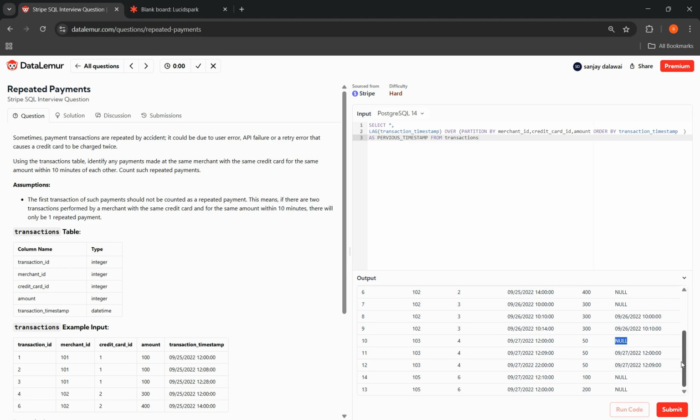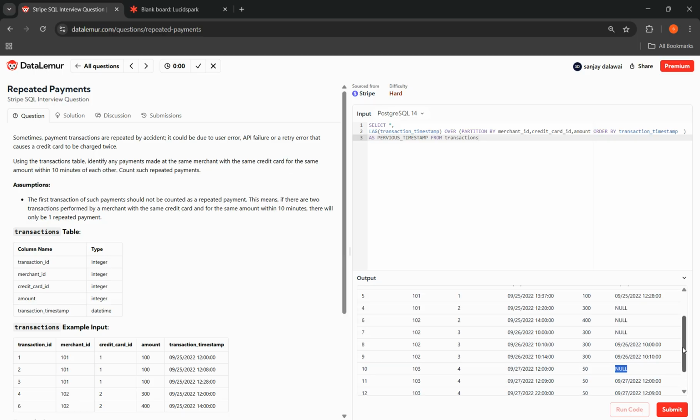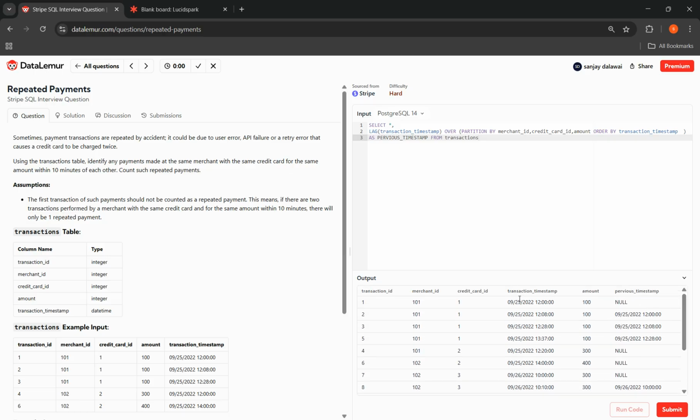So from this query, we can easily understand the main query, which will find the difference between the transaction timestamp and the previous timestamp. And at last we will write a select query which will count the transactions only where the difference is within 10 minutes. So I will be writing the main query now.